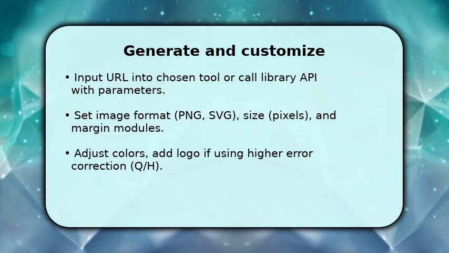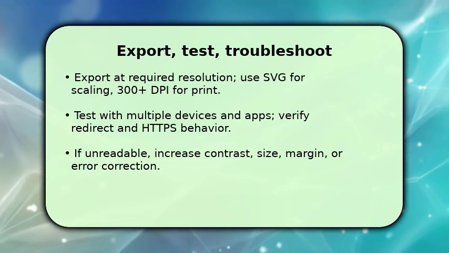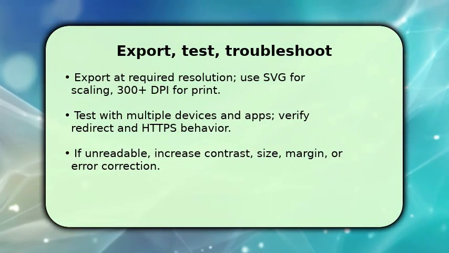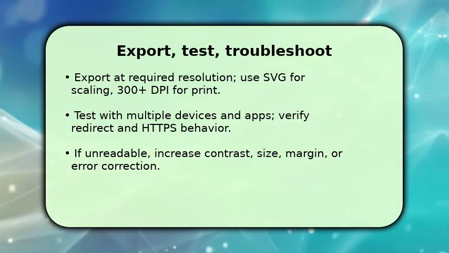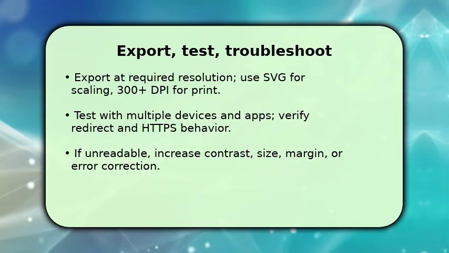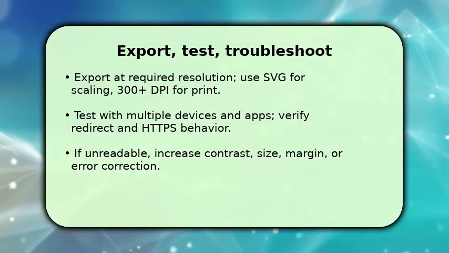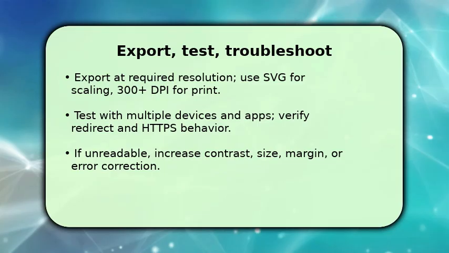You export the code at the proper resolution. Use SVG for infinite scale or export PNG at 300 dpi for print. Then immediately test with several phones and scanner apps to confirm the URL opens correctly and that any redirects preserve parameters.